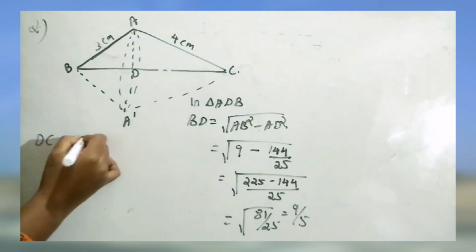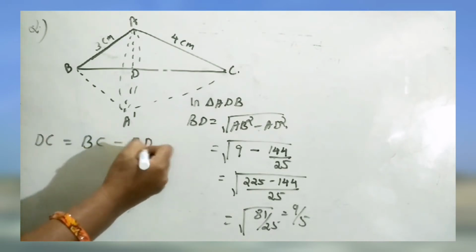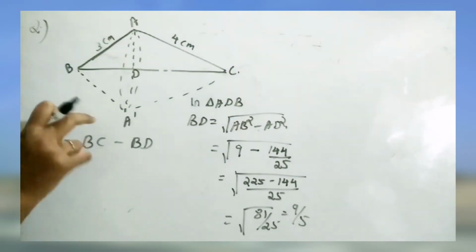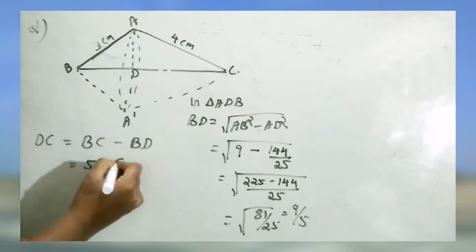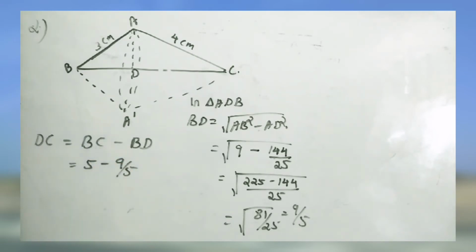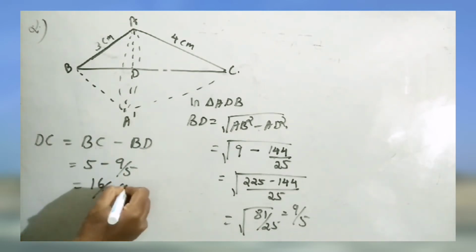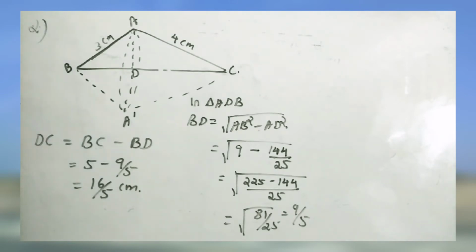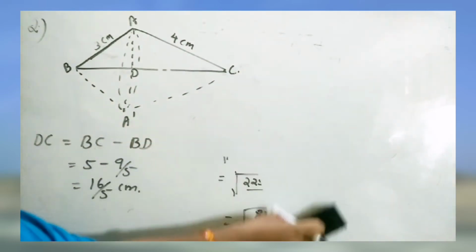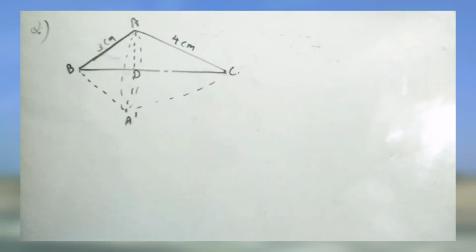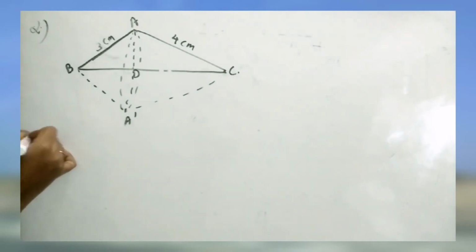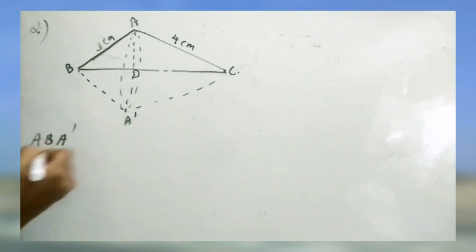What is DC? DC is BC minus BD, right? DC is 5 minus 9 by 5. 5 minus 9 by 5 is equal to 16 by 5. Now we will consider these two cones. First cone, consider the cone AB A dash.